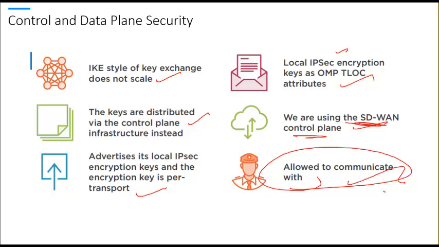So this is also another reason for scalability. A WAN edge router learns the key only for those WAN edge routers that they are allowed to communicate with.